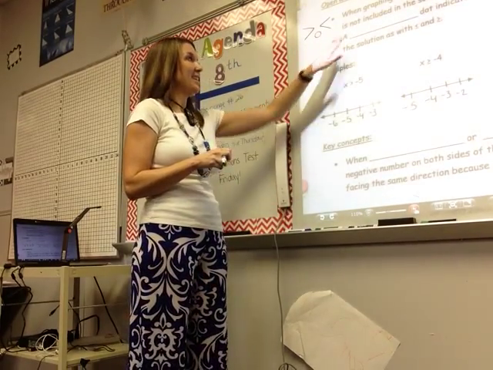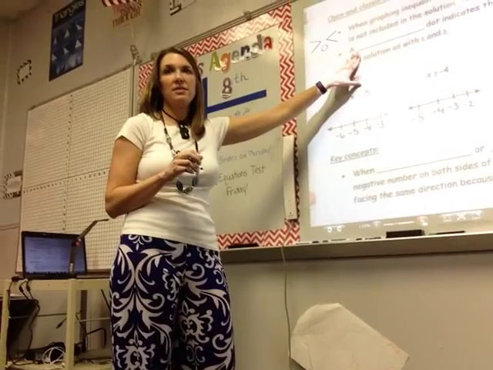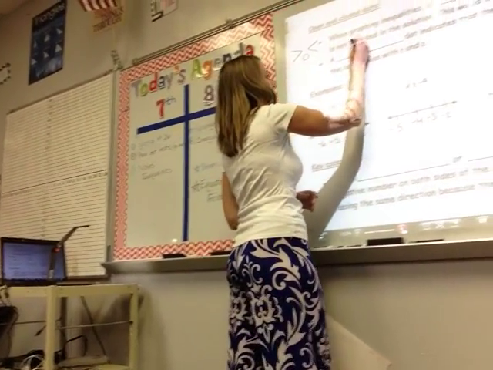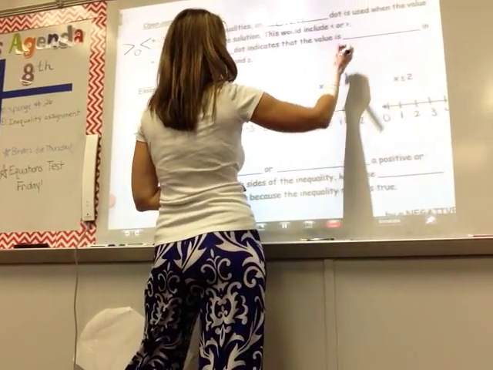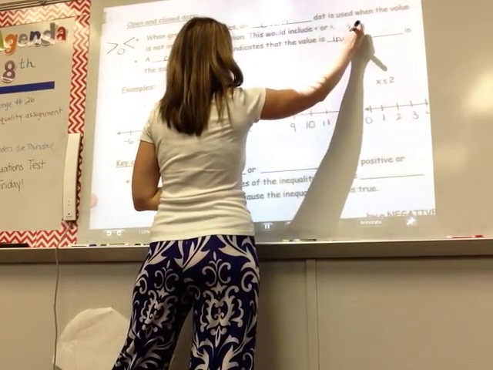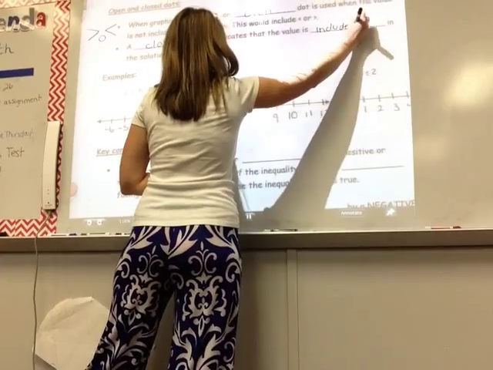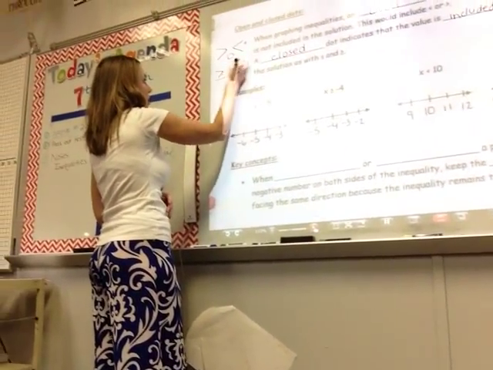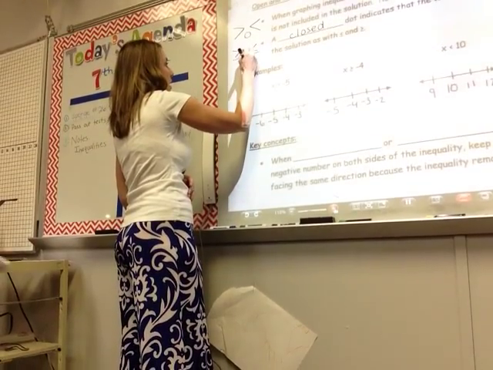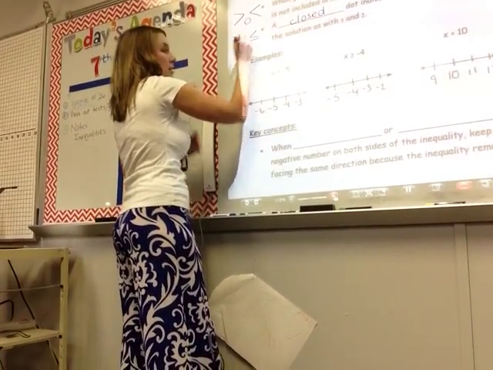The next one is going to be a closed dot. It indicates the value is included in the solution. So this is going to be these two symbols right here: greater than or equal to, or less than or equal to. And their dots are going to be shaded in.